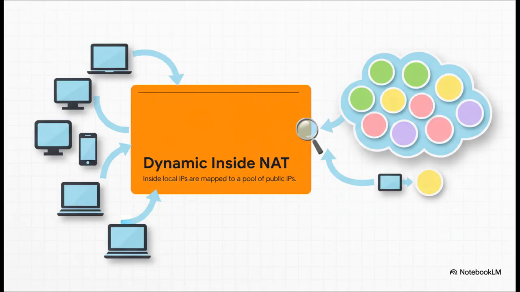Now, instead of a permanent link, the router has a pool of public IP addresses that it can hand out. When a device on the inside needs to get out to the internet, it just borrows an IP from the pool. It's first come, first served. And when the device is done, it returns the IP address to the pool so someone else can use it.